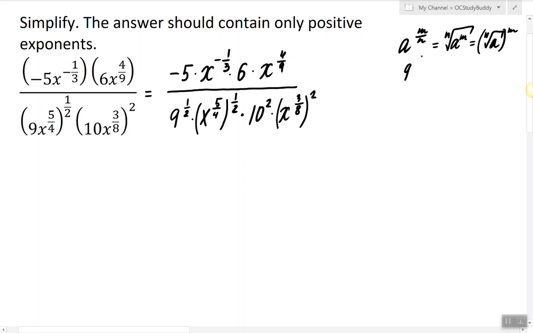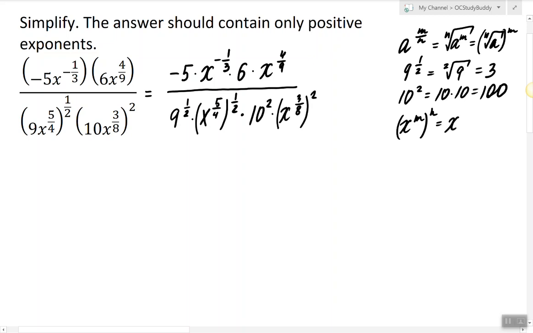Now 9 to the power 1/2, according to this interpretation, is the same as the square root of 9, which is 3, and 10 squared, we know, is just 10 times 10, which is 100. And the power to power expression can be simplified by using this property. So what I have in the numerator can be rewritten as negative 5 times 6 times x to the power negative 1/3 times x to the power 4/9.